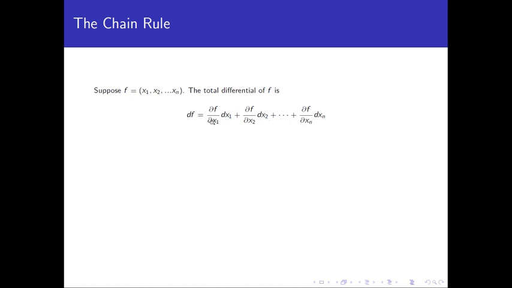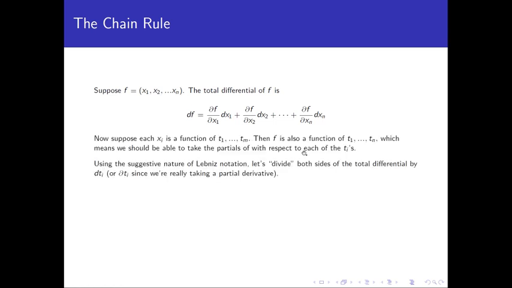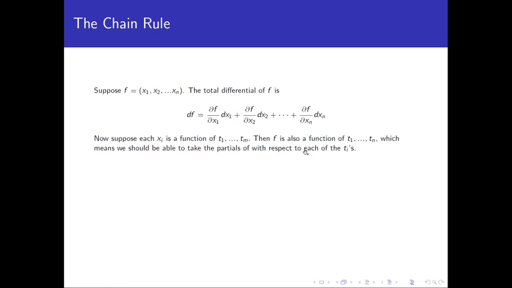So here's partial with respect to x1 times differential with respect to x1, and so on for x2 and all the way down to xn. That's our total differential definition. So let's suppose that each of our variables here is a function of another variable, say t1 out to tm. This is a typo, this should be an m.